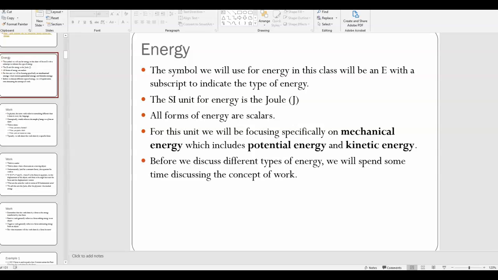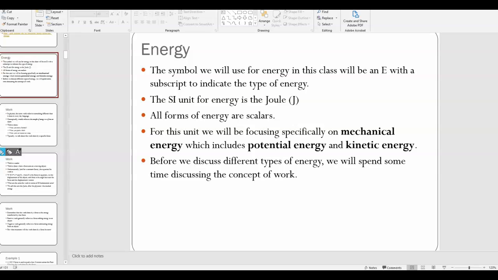Okay, so in the last video we introduced the concept of energy, and we kind of left off talking about this. Just to recap really quickly, this unit is mainly going to focus on mechanical energy, which includes kinetic energy and different types of potential energy.